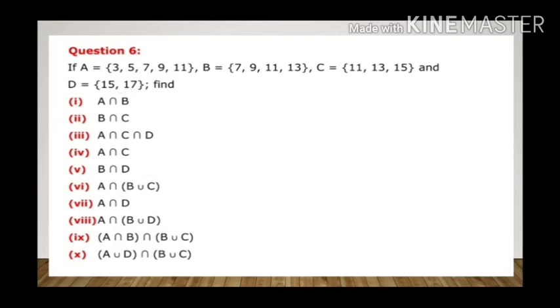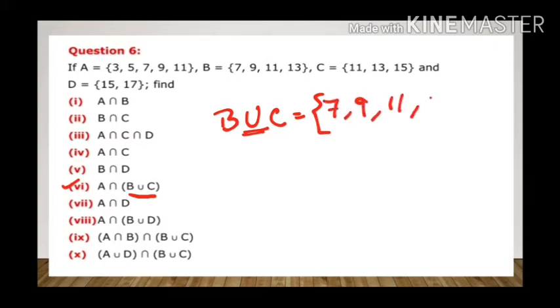Now, this one, A intersection (B union C). As you can see, this B union C is in the first bracket. So first of all, you have to find B union C. This operator union means the collection of all elements in B and C. The elements will be 7, 9, 11, 13 and 15. 11 and 13 are common for B and C, but I have to write 11 and 13 only once in the union set. Okay, so this is B union C.